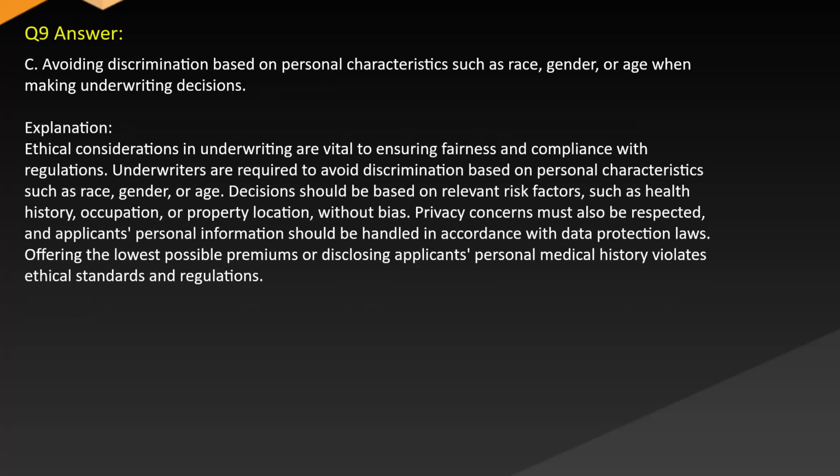Answer: C. Avoiding discrimination based on personal characteristics such as race, gender, or age when making underwriting decisions. Explanation: ethical considerations in underwriting are vital to ensuring fairness and compliance with regulations. Underwriters are required to avoid discrimination based on personal characteristics such as race, gender, or age. Decisions should be based on relevant risk factors such as health history, occupation, or property location without bias. Privacy concerns must also be respected, and applicants' personal information should be handled in accordance with data protection laws. Offering the lowest possible premiums or disclosing applicants' personal medical history violates ethical standards and regulations.